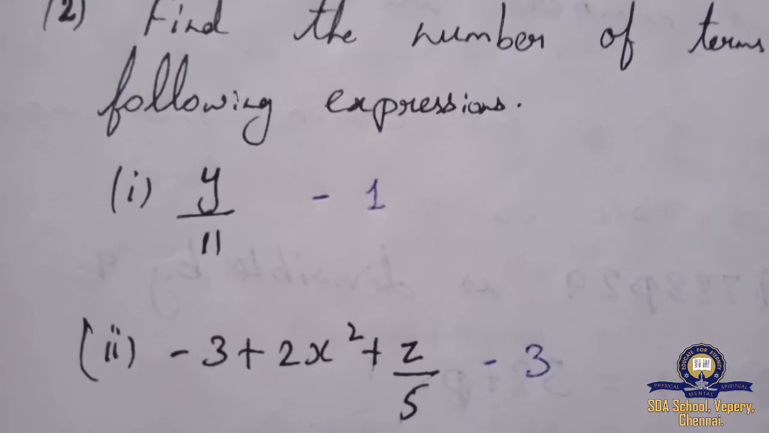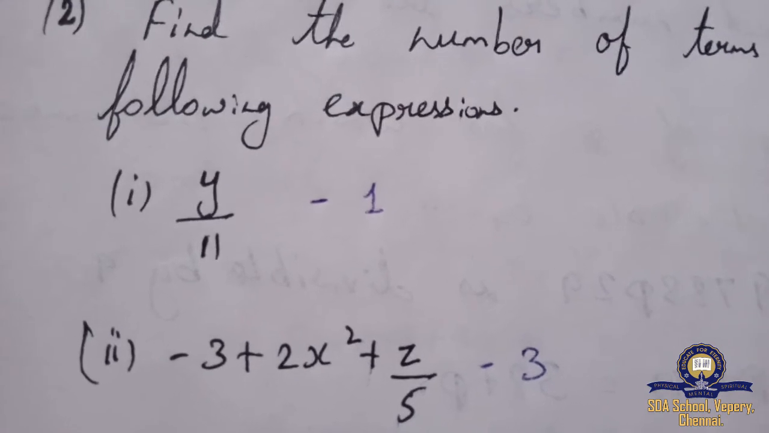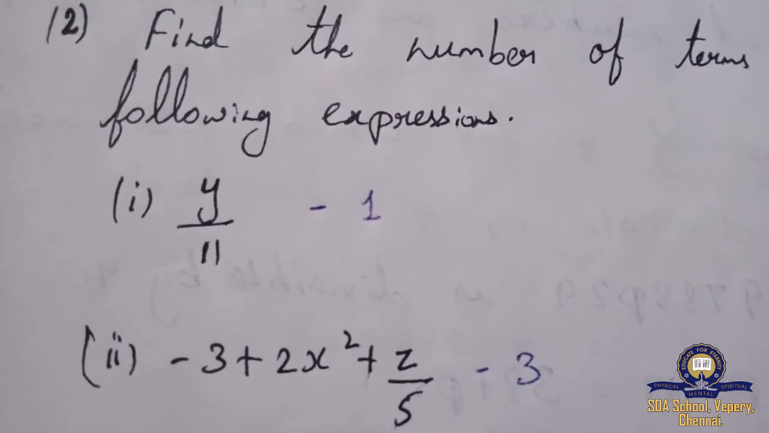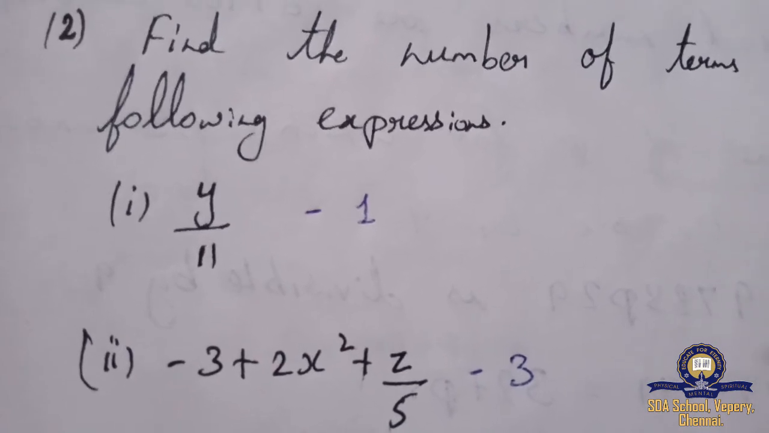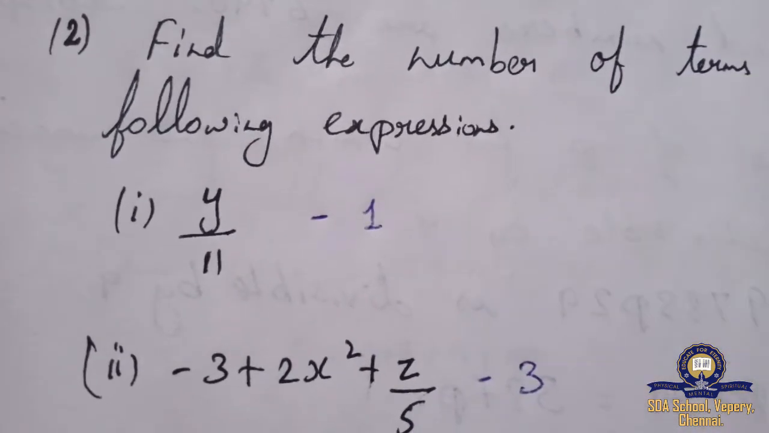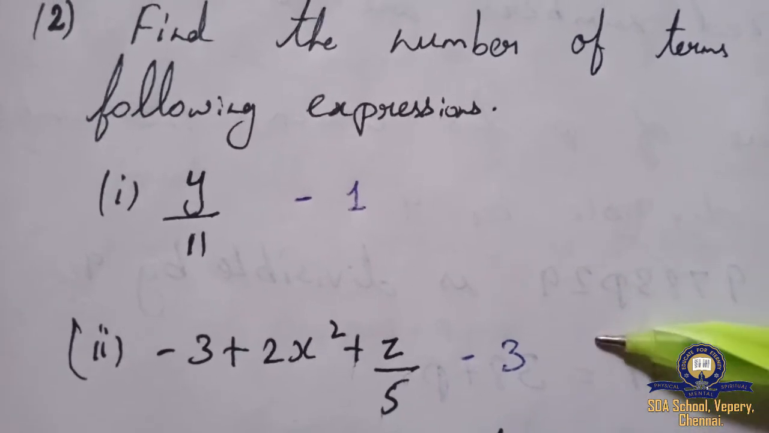So if they ask us to identify whether it is a monomial, binomial or trinomial, then we say it is a monomial and 3 as a trinomial.